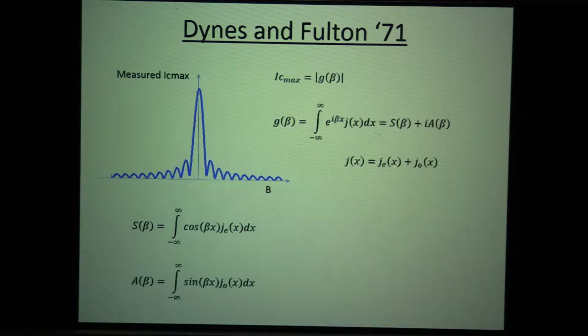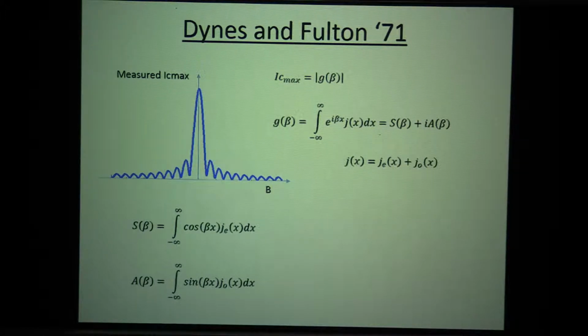So imagine we have, this is the measured critical current as a function of flux. So this is the absolute value of the Fourier transform of what we're interested in. And the fact that the nodes are lifted in this example indicates that there is both an even function of the current distribution and an odd function.